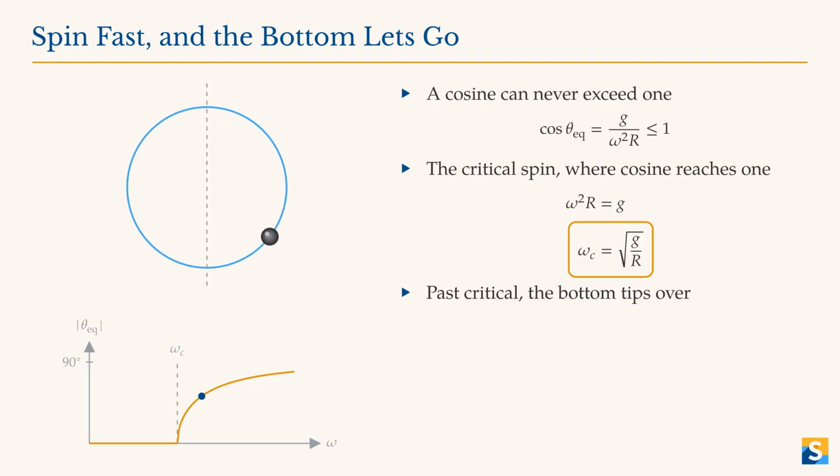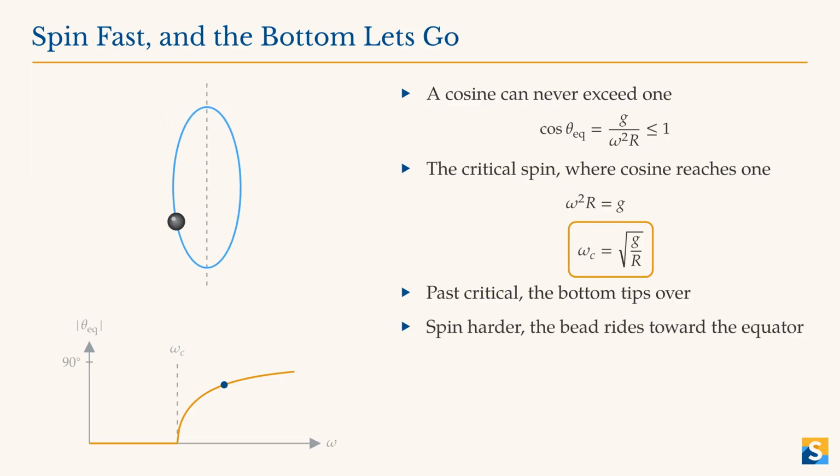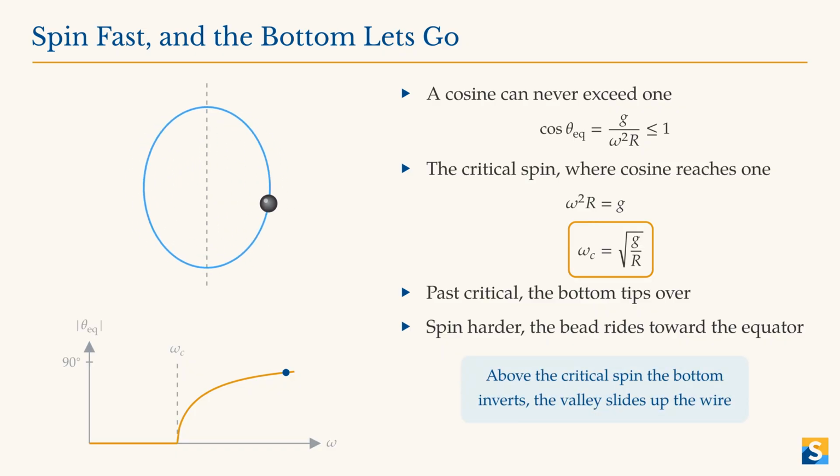And take the quick check at each end. Spin far above critical, and cosine theta goes to 0, so the bead rides toward the hoop's equator, where gravity no longer gets a vote. Spin below critical, and the only offer is the bottom. The deepest idea here is stability. Below the critical spin, the bottom is a valley, and it holds whatever falls in. Above it, the bottom turns into a hilltop, and the true resting place slides up the wire. Next arc, that idea becomes the entire story.